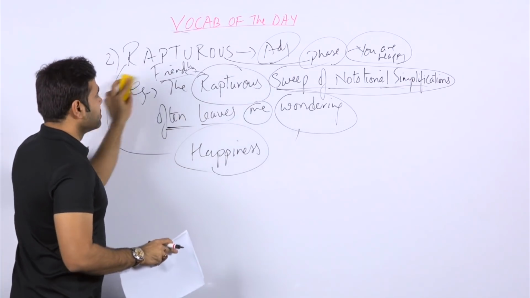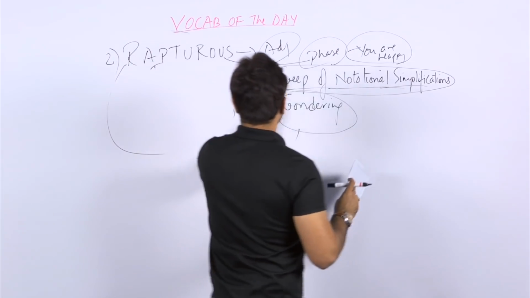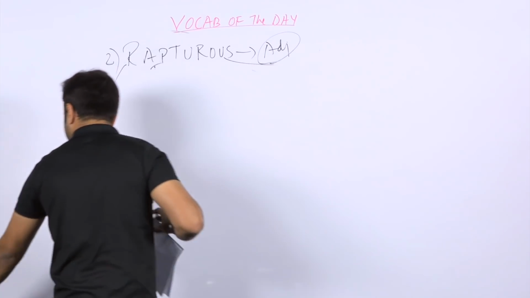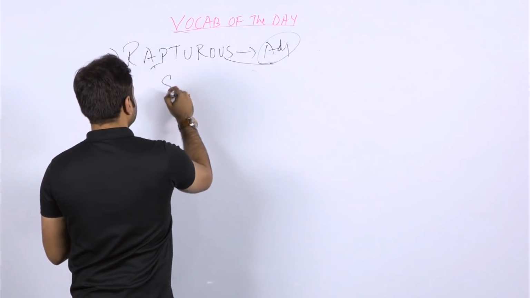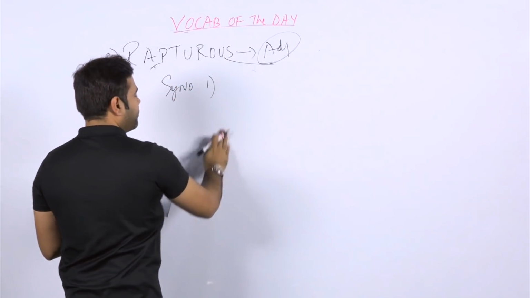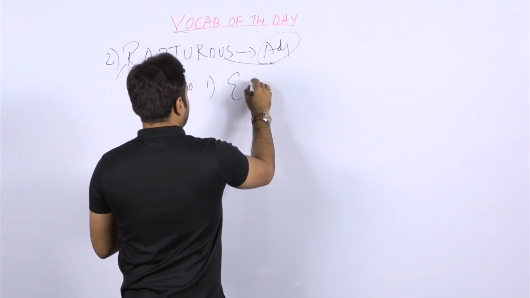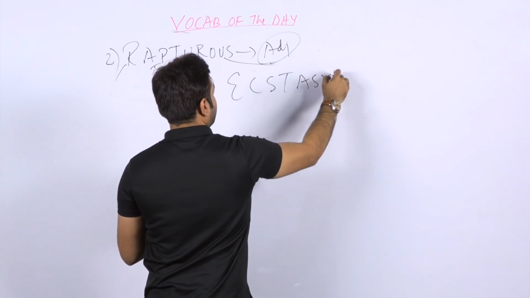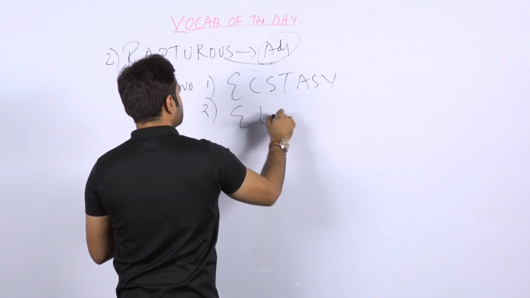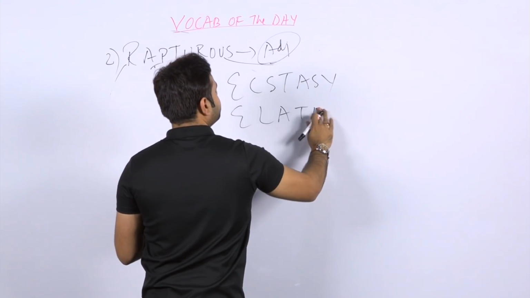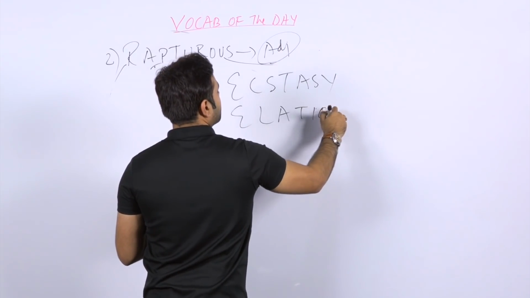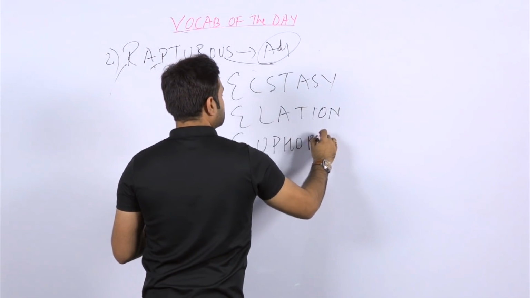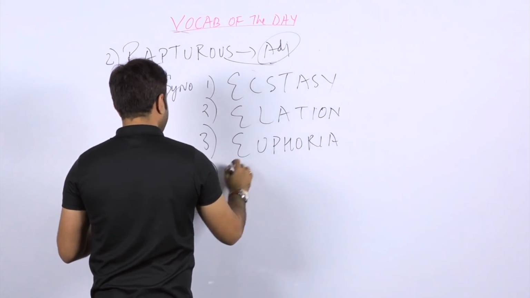Now you are required to understand the synonyms, isn't it? So let's check it out. Synonyms for this particular word should be in a very easy way. What are the synonyms? The first word is ecstasy, ECSTASY. Second word is elation. The third word is euphoria. Fourth word is paradise. I'll make it fast, don't worry students.